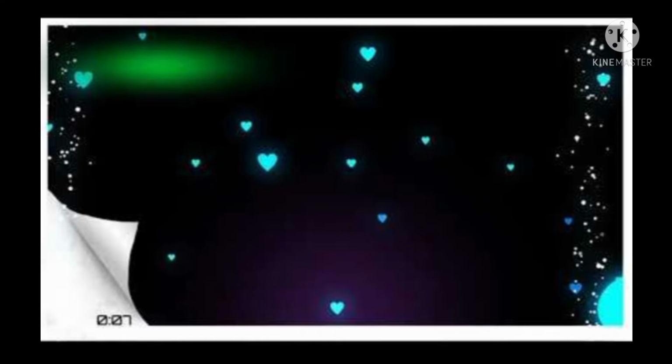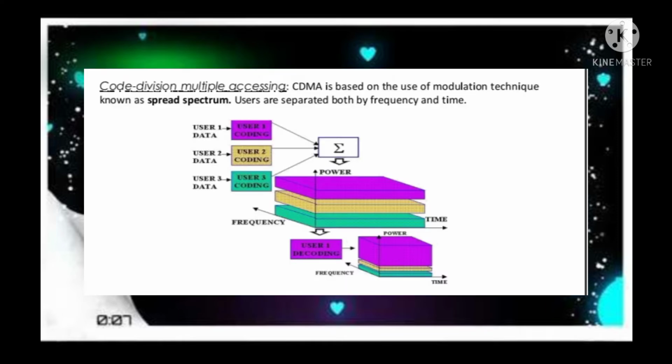within a TDMA frame. Code division multiple accessing is based on the use of a modulation technique known as spread spectrum. Users are separated both by frequency and time. Because there is no limitation on bandwidth, CDMA is sometimes referred to as spread spectrum multiple accessing or SSMA. With CDMA, all Earth stations transmit within the same frequency band and for all practical purposes have no limitations on when they may transmit or on which carrier frequency.